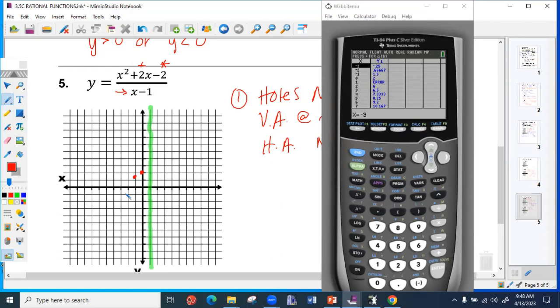Right? And at 2, I'm at 6. 1, 2, 3, 4, 5. I can count. At 3, I'm at 6.5. So I can see where the graph is shaping out. So the graph is doing this. It's following my vertical asymptote, and then it keeps going, right? On this side, it's following the vertical asymptote, and it's going to keep going.